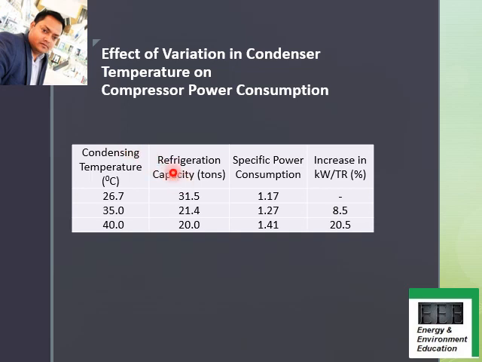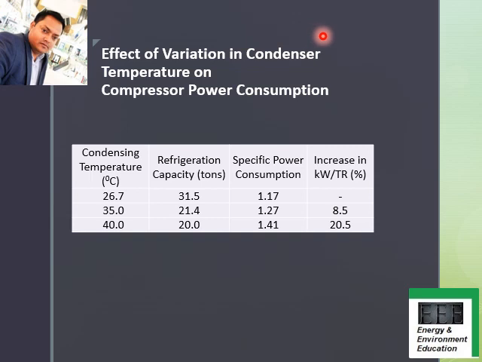Now, similar to the last slide, this is also an important concept for you to understand. Just the reverse of the last slide that you saw there. Here it is the effect of variation in condenser temperature on the compressor power consumption. In the last slide we saw the evaporator temperature. Now it is the condenser temperature.